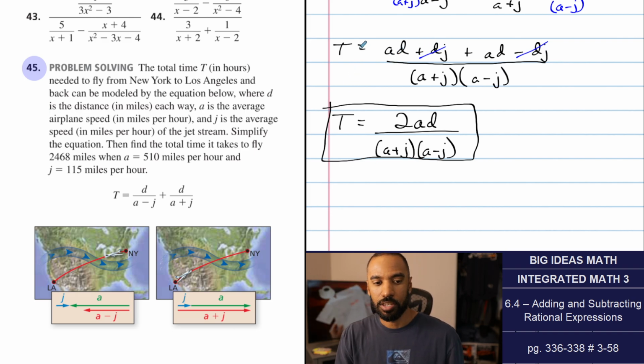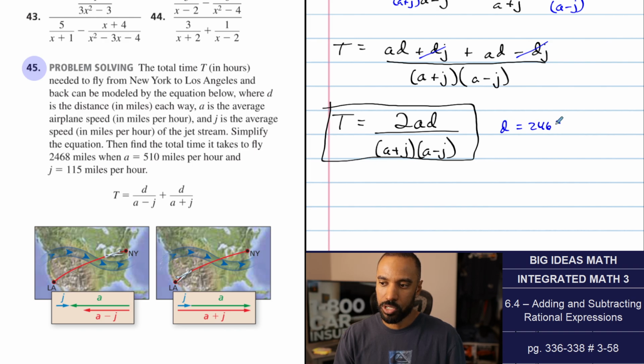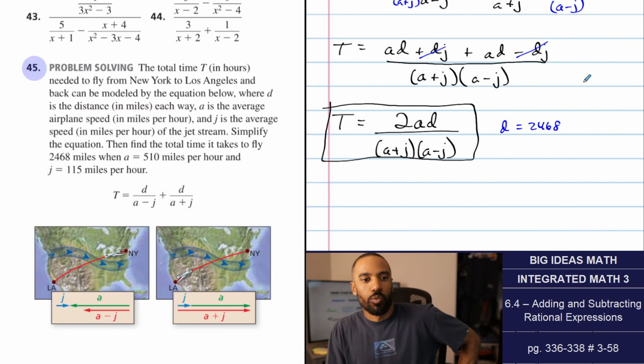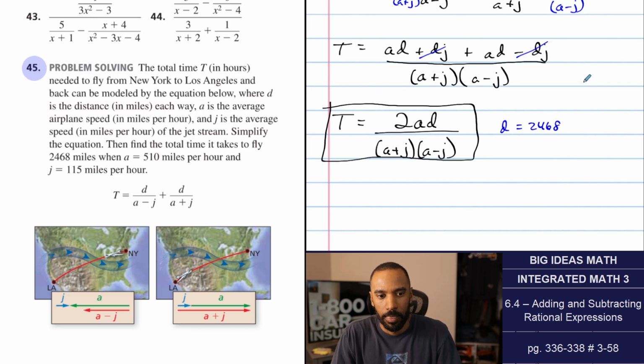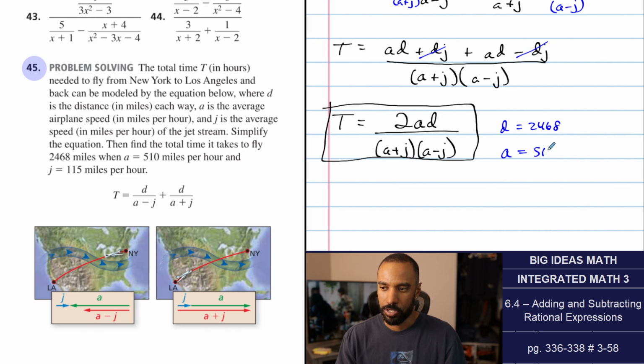Our part B says find the total time it takes to fly this many miles. That's D. So how about when D equals 2468? Wait, D is the distance each way. New York to LA is about 2468 miles, so I guess D is just that number. I guess we don't double it. It'll double here, but that's a different story. A is 510 and J is 115.